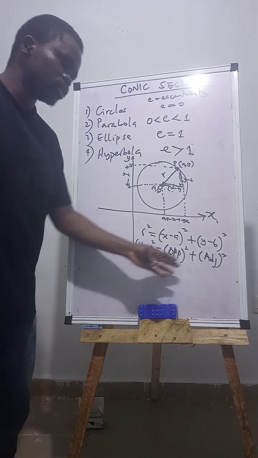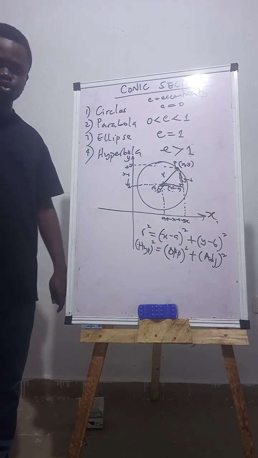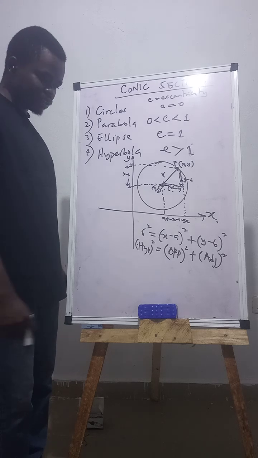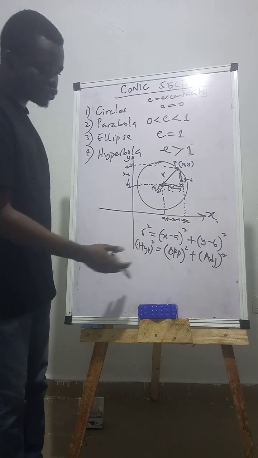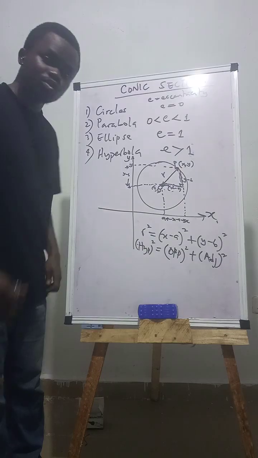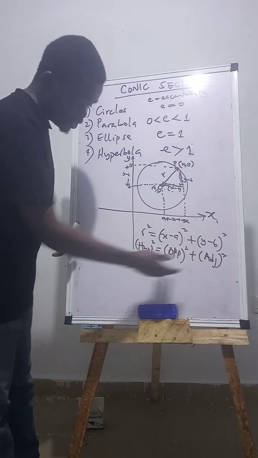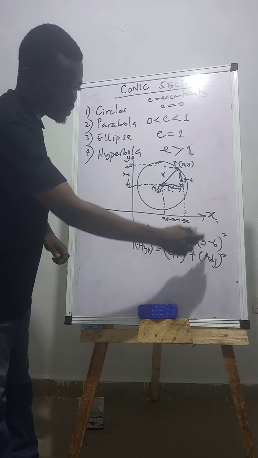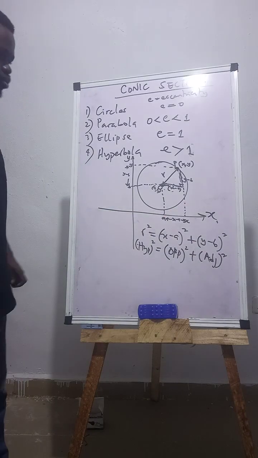In a right-angled triangle, we use our Pythagoras rule. Pythagoras, the wonderful man. Hypotenuse squared is equal to opposite squared plus adjacent squared. So that's exactly what we did. This hypotenuse is r squared. It's equal to x minus a squared plus y minus b squared. So that's how we do it.